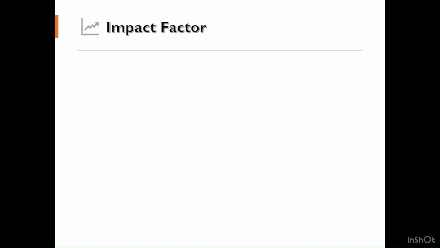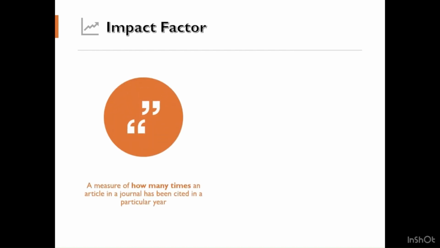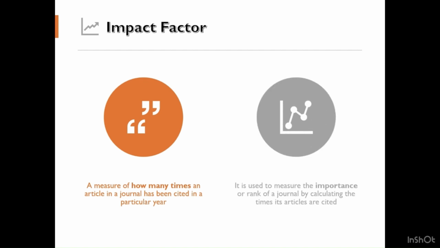The next thing is the impact factor, which is a very common term that we always hear in the literature area. The impact factor is basically a measure of how many times an article in a journal has been cited in a particular year. The goal of the impact factor is to measure the importance or the rank of a journal in a certain specialty or category by calculating the times its articles are cited. For example, in the specialty of internal medicine, there are hundreds of journals, but they are ranked based on their impact factors.